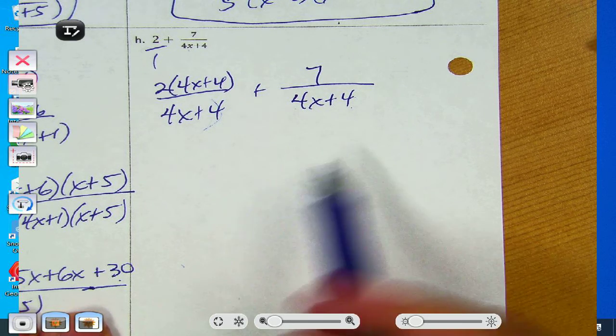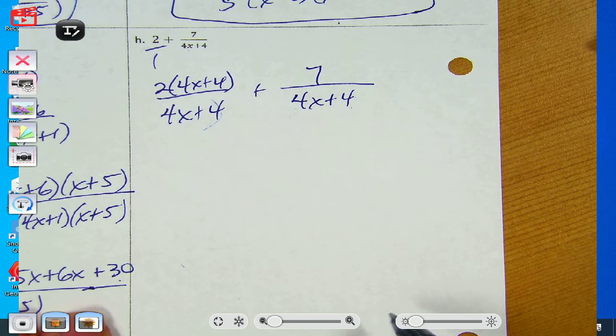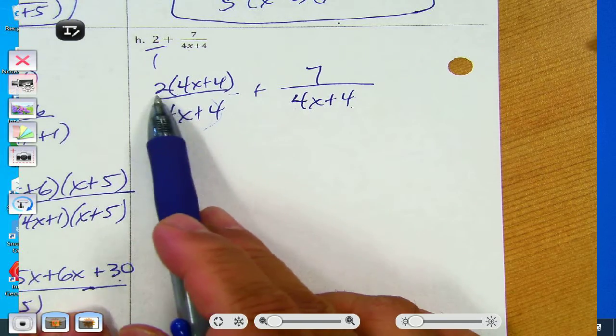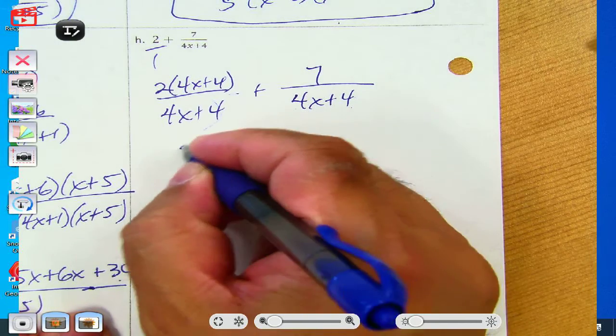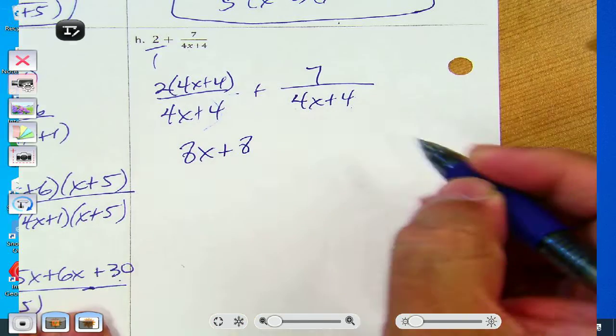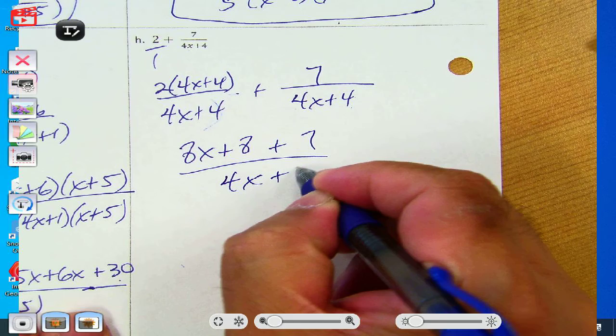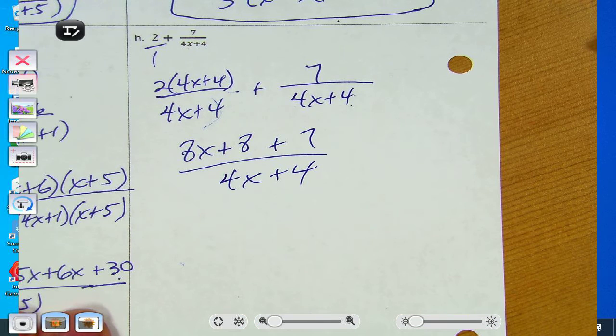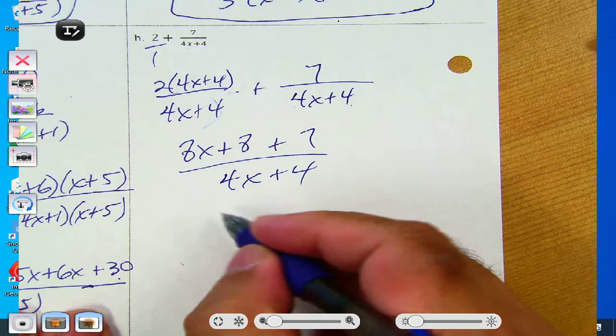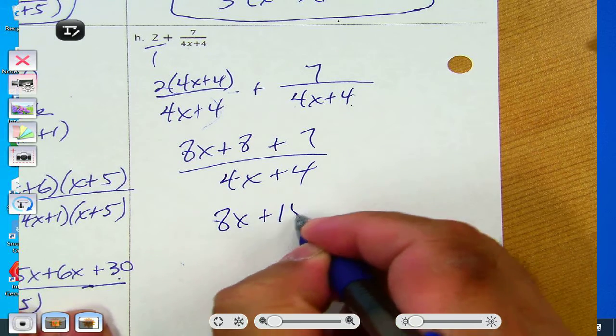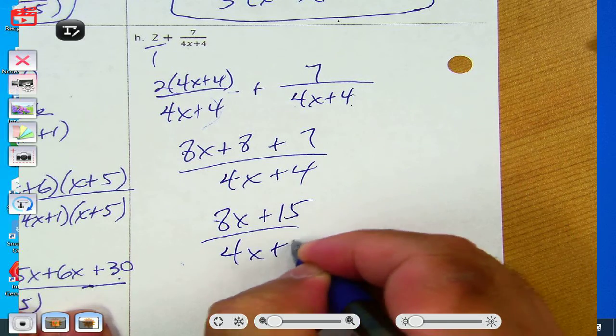So I'm going to give you an optional answer if you factored it. But let's go ahead and finish this one here. So I'm going to multiply through. So it'll be 8x plus 8 plus 7 over 4x plus 4. Is there a problem? Never mind. Alright. So that's 8x plus 15 over 4x plus 4.